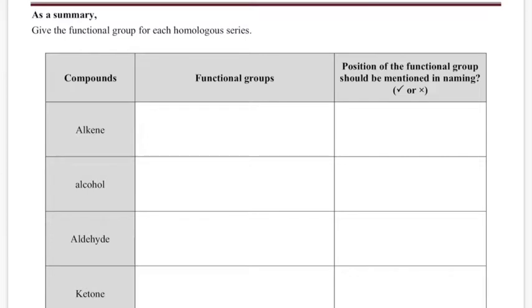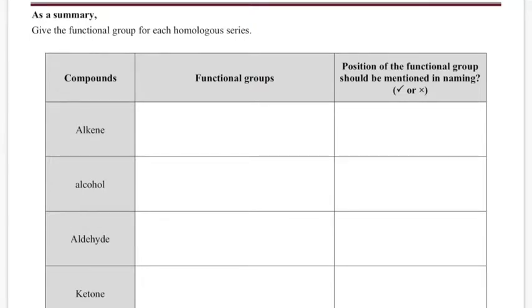In the first lesson, we have learned how to name aldehyde, ketone, and ester. So in this lesson, we're going to summarize all the organic compounds we have learned so far. And then we're going to discuss what properties they have in common and some of the properties that are unique to some of the organic compounds.